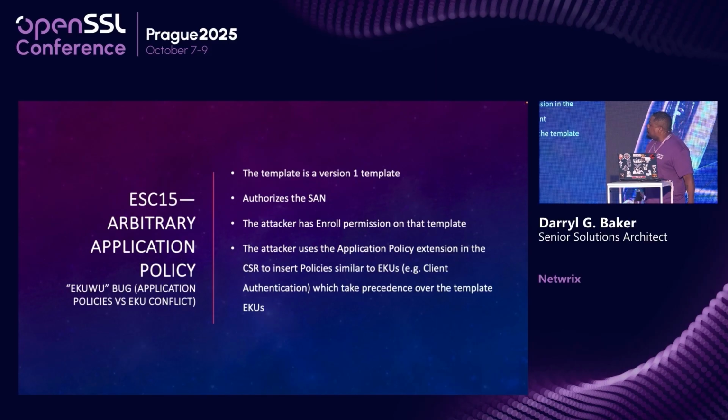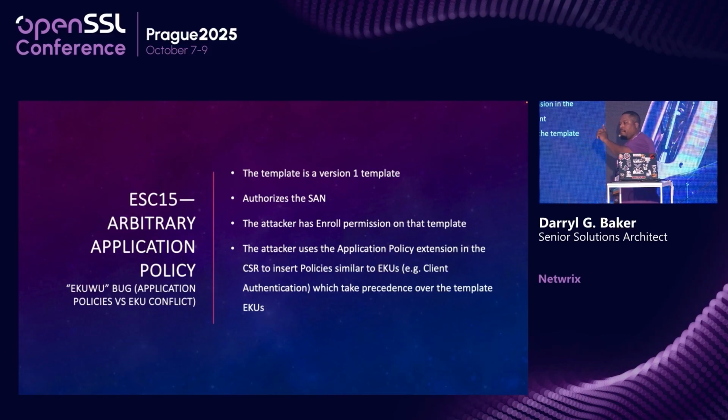ESC 15, arbitrary application policy. Application policy is similar to the issuance policy, except it's once the certificate has already been issued, it's what can the certificate do. Now, application policies supersede EKUs. So it doesn't matter what EKU you have in place. If you have an application policy in place for client auth, whether you have the EKU for client auth or you don't, that certificate can still be used for client auth.